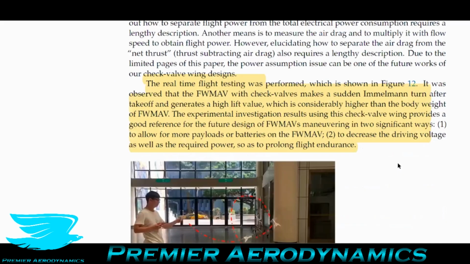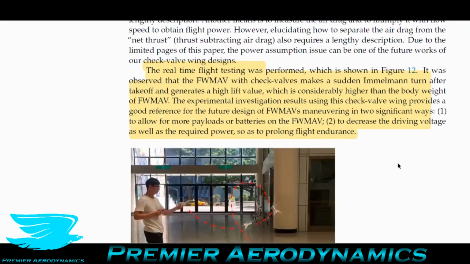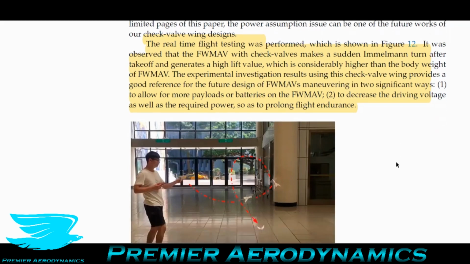So they then go on and say that they tested this MAV in a real-time flight test. It was observed that the flapping wing MAV with check valves makes a sudden Immelmann turn after takeoff and generates a high lift value. Immelmann turns. Immelmann was always doing these turns, and unfortunately, this MAV is doing the same thing. That happens because the lift being produced is much higher than the weight of the body that's flying, so it just goes up in a loop upwards because there's so much lift, and then it loops back down because it loses lift as it goes higher at a very high angle of attack, and then it just loops down into the ground. And that's what this MAV does.